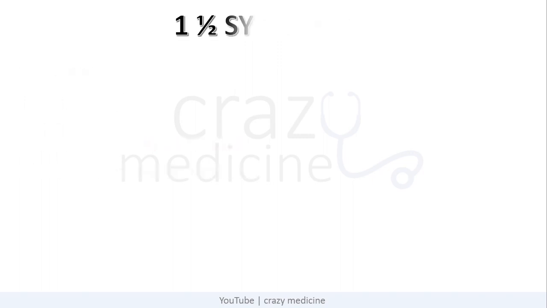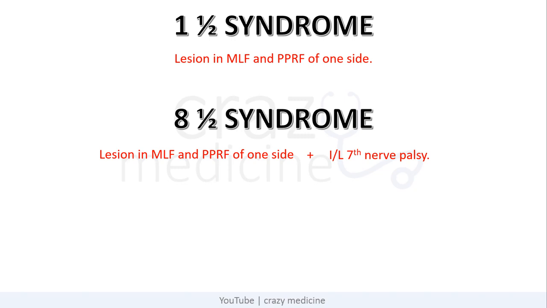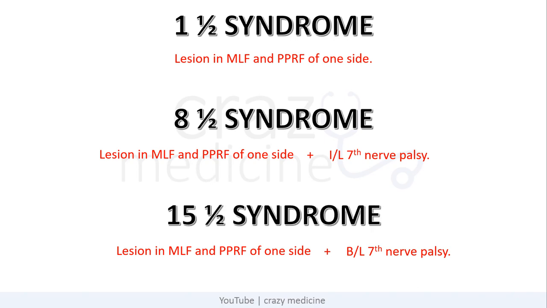We already discussed 1.5 syndrome, that is lesion in MLF and PPRF of one side. If there is a lesion in MLF and PPRF of one side plus ipsilateral 7th nerve palsy, it is called 8.5 syndrome. And if it is bilateral 7th nerve palsy along with one-sided MLF and PPRF lesion, it is called 15.5 syndrome. This 8.5 syndrome and 15.5 syndrome are not described in standard textbooks, but there are certain articles in PubMed which I have referred. So there may be a question on this.